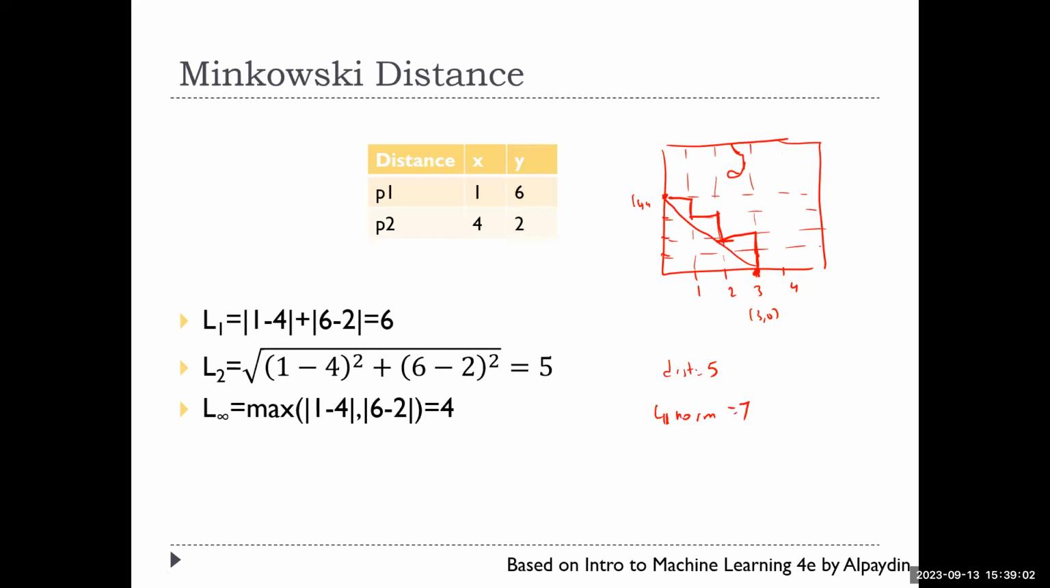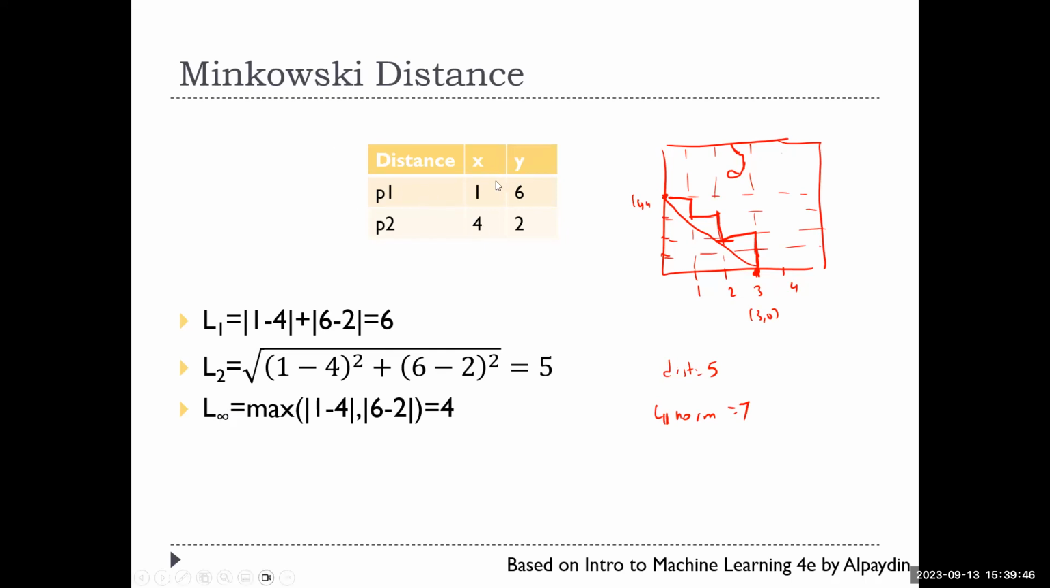You get 5. One thing that's not always clear is the L max or L infinity norm. For each attribute, you find the difference in absolute value. So 1 minus 4 is 3 in absolute value, and 6 minus 2 is 4. You pick the difference that is highest. So 4 is higher than 3. That's why the L infinity norm becomes 4 in this case. You pick the attribute that has the highest difference in absolute value. Does it make sense?